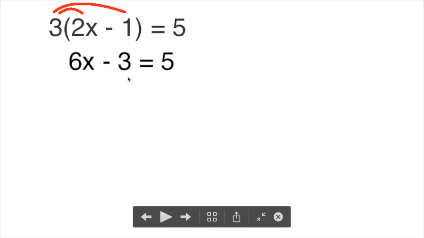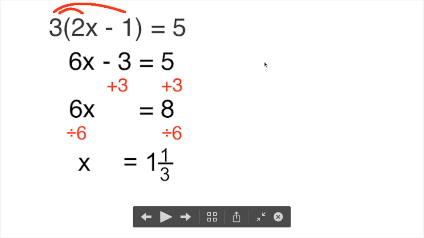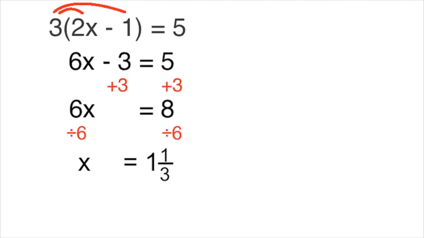It's a two-step equation in this case, so we know how to solve that. First, we get rid of the negative 3. We add 3 to both sides. So 3 and negative 3 cancel out. 5 and 3 is 8. 6x equals 8. Divide both sides now by 6. X is equal to 4 over 3.